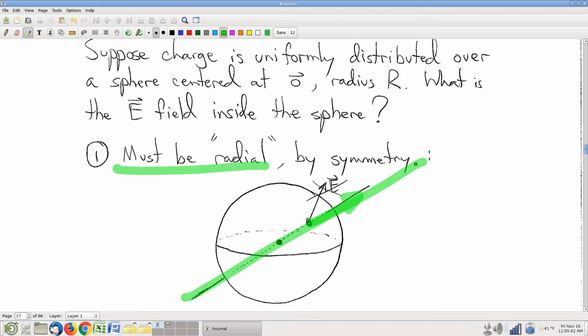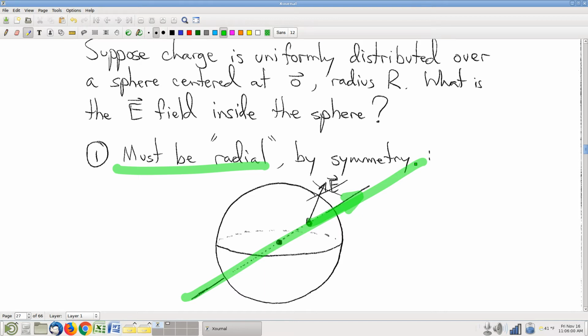And by the way, I don't want to make a mathematical symmetry argument. I'm just going to make a physical appeal here, right? And the physical appeal is this is a uniformly charged sphere. If I were to sort of turn that sphere, rotate that sphere around, I'm not really doing anything.